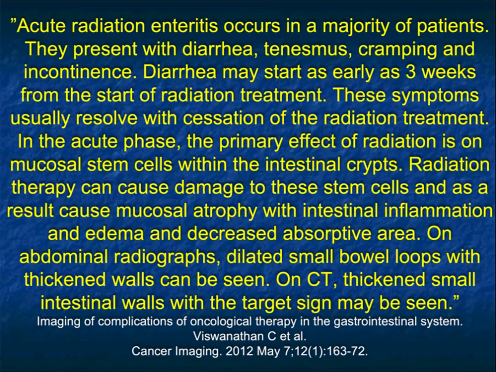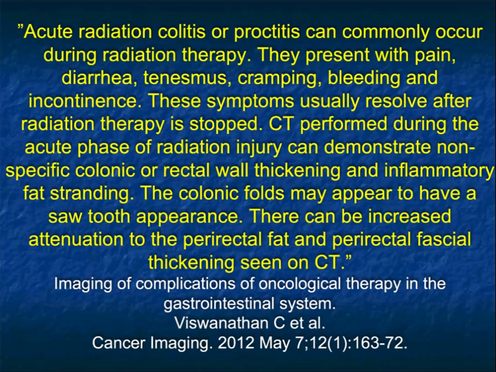Radiation therapy can cause damage to these stem cells and, as a result, cause mucosal atrophy with intestinal inflammation, edema, and decreased absorptive area. Dilated small bowel loops are common with thickened walls and perhaps the target sign. Acute radiation colitis can present again with a range of symptoms. It can be both large and small bowel involvement. So it's very important to really understand the processes going on in your patient.